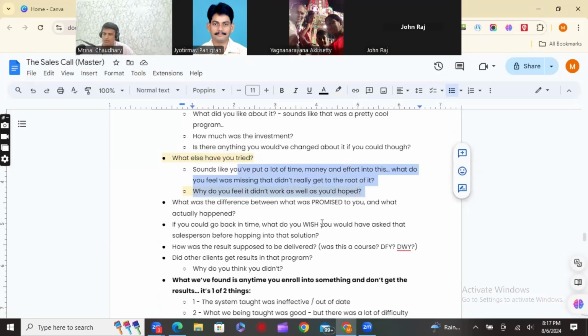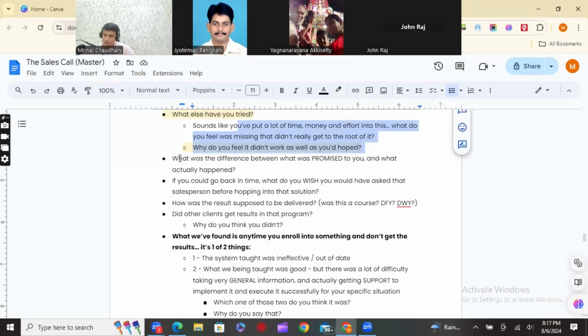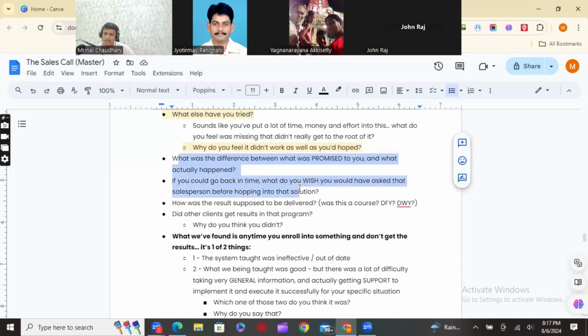What is the reason you feel that thing has not worked? What is the difference between what was promised to you and what actually happened? If you could go back in time, what would you change, as a salesperson, before hopping into that solution? What are the things you'd want to change in that system? How was the result supposed to be delivered?